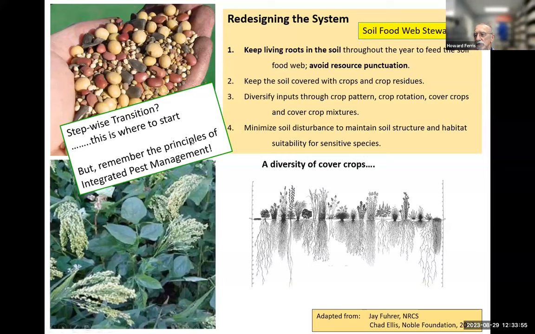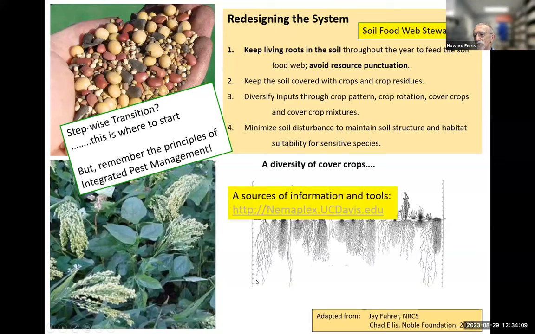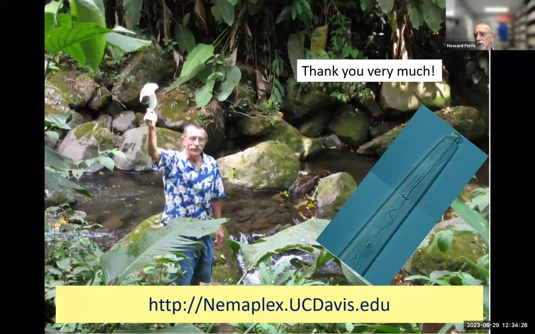But remember the principles of pest management. If we're growing cover crops, let's not include in the cover crops host plants that are parasites of the main crop that we'd like to grow. I was going to take you to Nemaplex, but I'm not going to. Essentially, there's a lot of material in there that would allow you to select crops that are resistant, or to understand the host status of crops to plant parasitic nematodes.